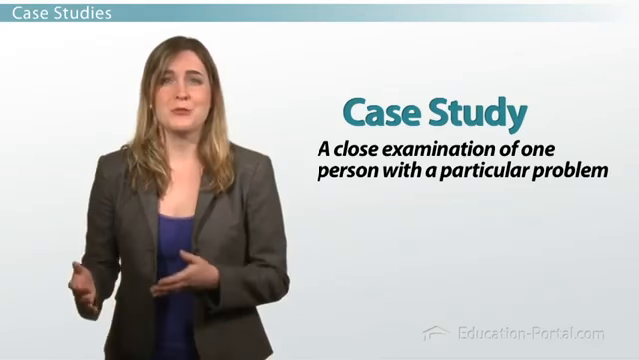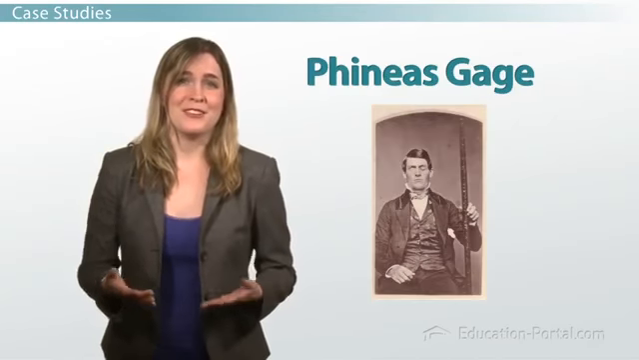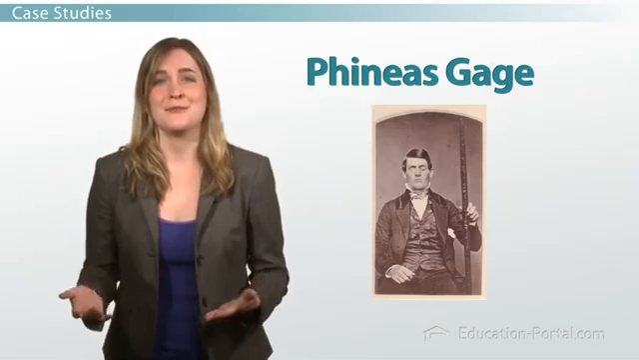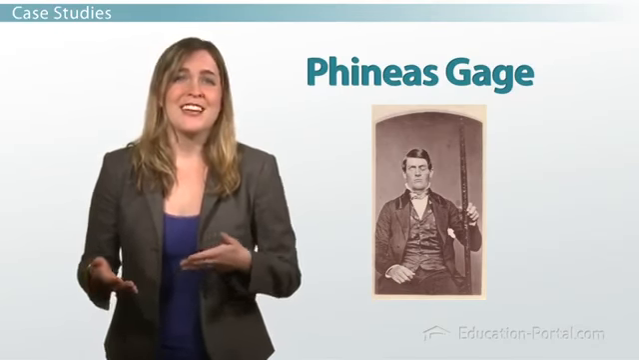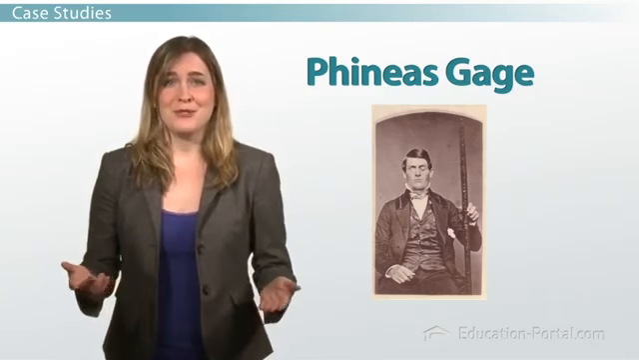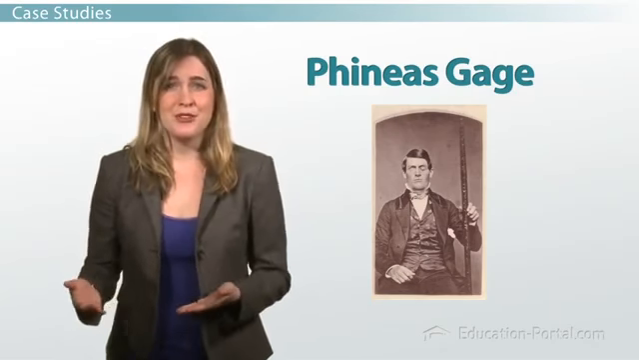To answer one of the questions we began with, how does a person with severe brain damage behave, psychologists might use a case study, or a close examination of one person with a particular problem. Phineas Gage, a railroad construction foreman in the 19th century, is a classic example of such a case study. In an accident at a railroad construction site, he had a large metal rod driven through his head. He not only survived, but was fully functioning and lived for another 12 years.